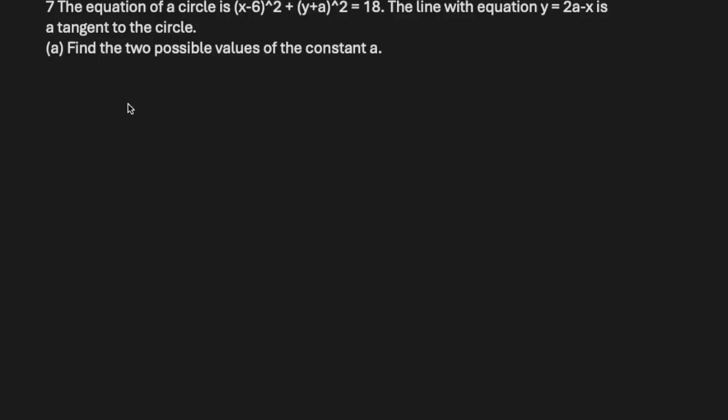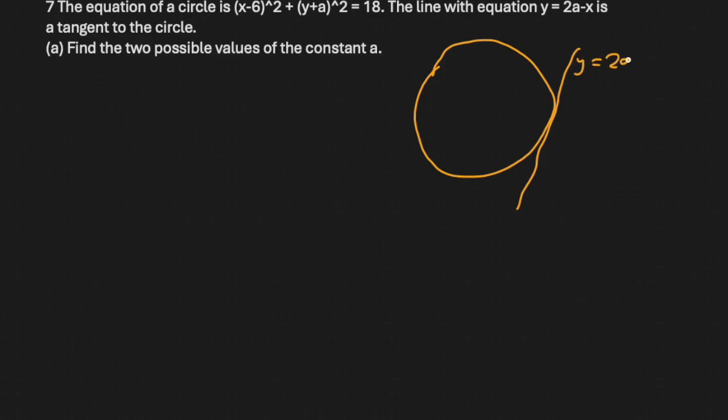Question 7. The equation of a circle is this. The line with the equation y equal to 2a minus x is tangent to the circle. So let me try to draw a circle first. Okay, let's say that this is the circle and this is the tangent. The equation of this tangent is y equal to 2a minus x.